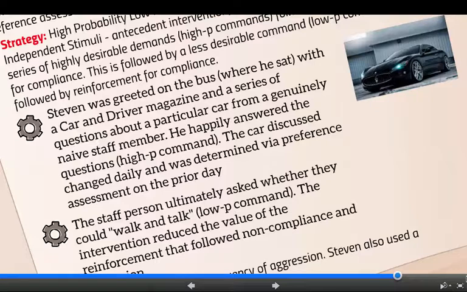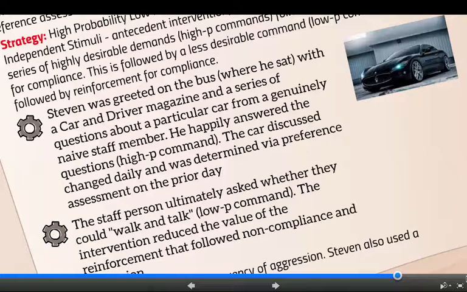We purchased Car and Driver magazines, especially those featuring Maseratis and Lamborghinis and Ferraris. And then we took a staff member, a naive staff member, somebody genuinely naive who didn't know anything at all about high performance cars. And we had that person greet Stephen on the bus in the morning with magazine in hand, and the staff person began asking him legitimate questions about high performance cars, Maseratis, Lamborghinis, Ferraris. And sure enough, Stephen happily answered these questions.